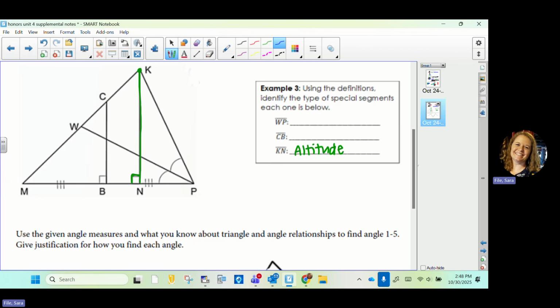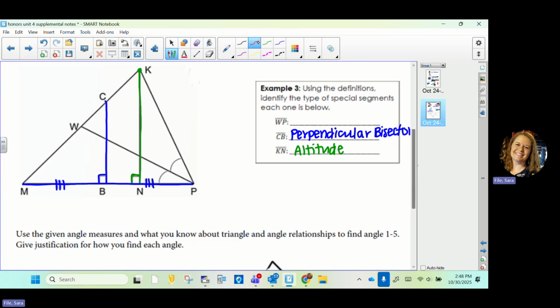Now I see another 90-degree angle here with CB, and CB makes a 90-degree angle, and it's cutting this side MP in half. That's what those 3 tick marks are telling us. So CB not only is perpendicular, it also is bisecting because it's going through the midpoint. But notice it doesn't come from a vertex. So this segment CB is a perpendicular bisector, and perpendicular bisectors do not have to go through the vertex. They can, but they don't always have to. That cut off, but that says bisector.